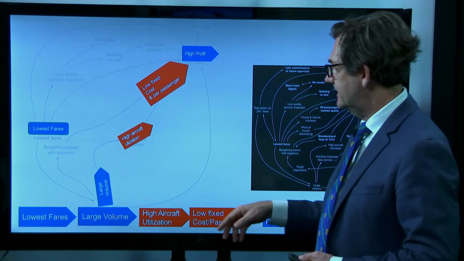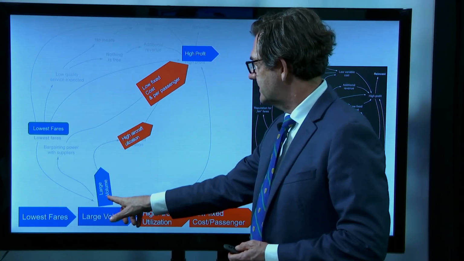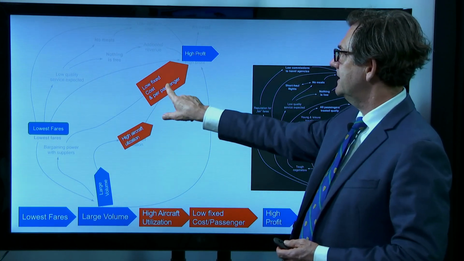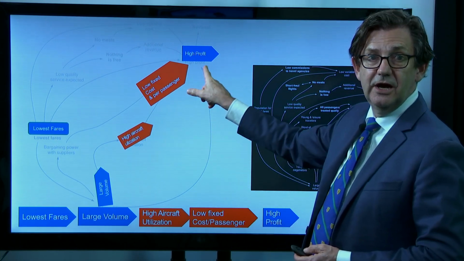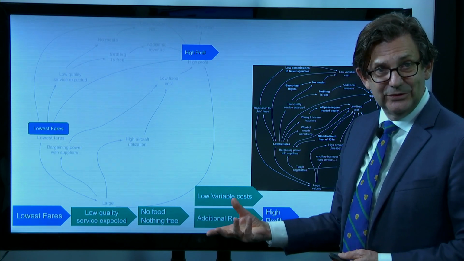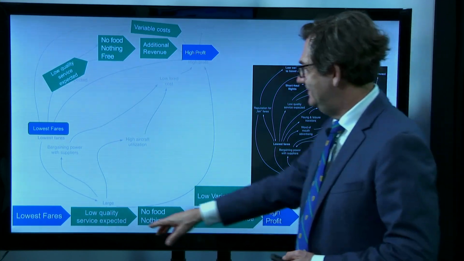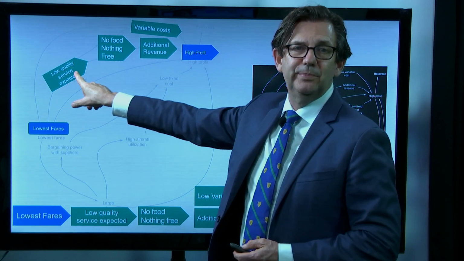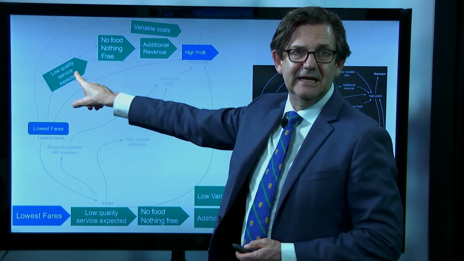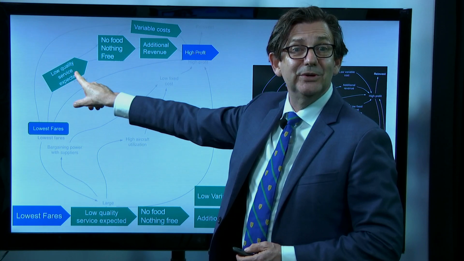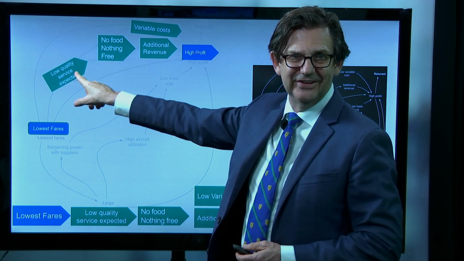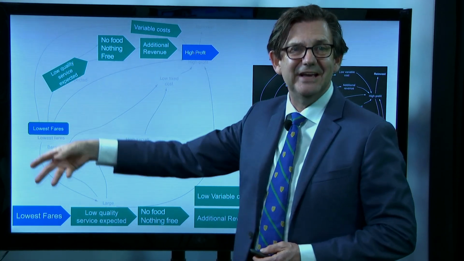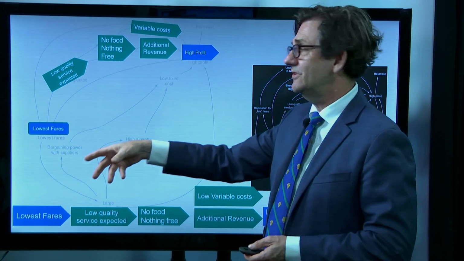The second part is low fares, so we go to this large volume, high aircraft utilization, low fixed cost per passenger, high profit. The third way through this is now low quality service expected. Ryanair makes absolutely no promise. It gets you from A to B and that's it. And often not even the B that you want to go to. You'll often land on an ancillary airport outside a major city, for example.